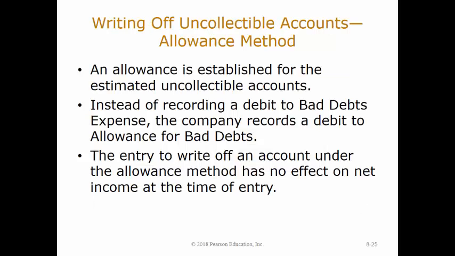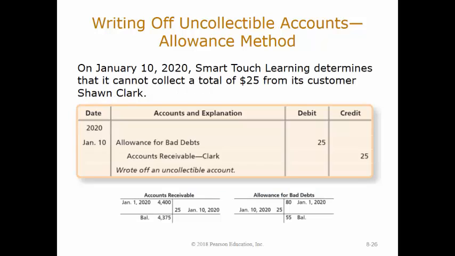When using the allowance method, companies still write off accounts receivable that are uncollectible. However, instead of recording a debit to bad debts expense, as is done when using the direct write-off method, the company will record a debit to allowance for bad debts. Bad debts expense is not debited when a company writes off an accounts receivable when using the allowance method, because the company has already recorded the bad debts expense as an adjusting entry.